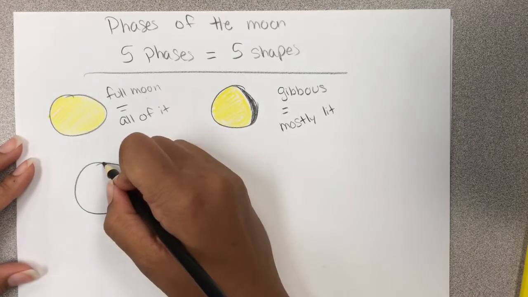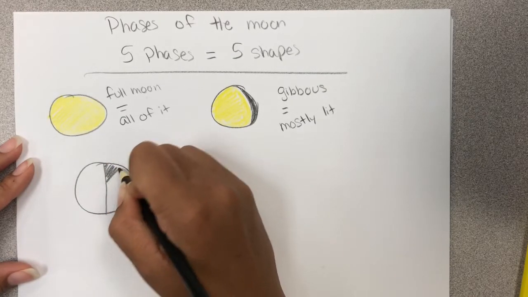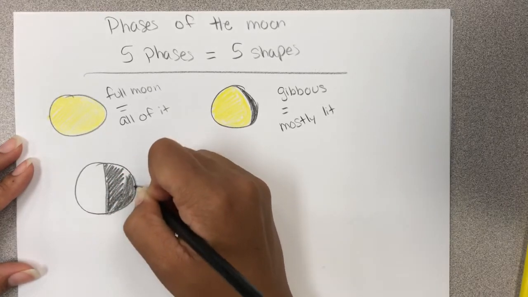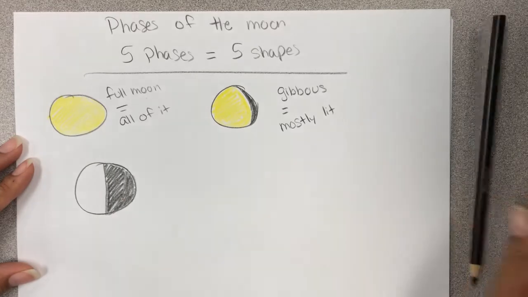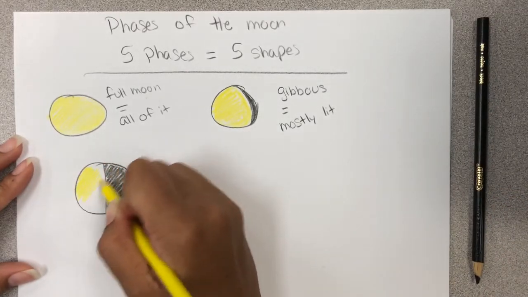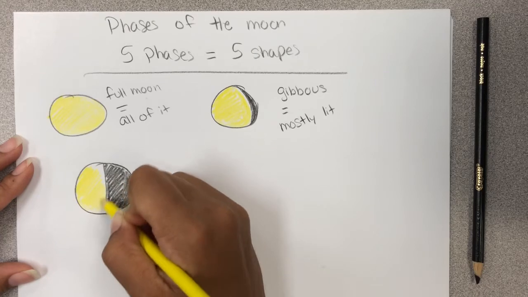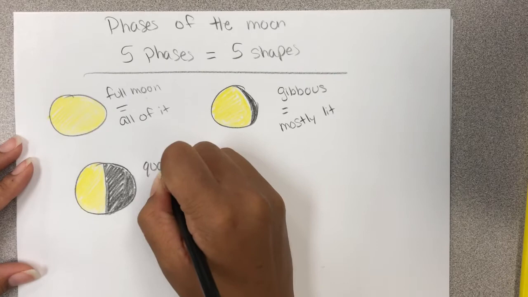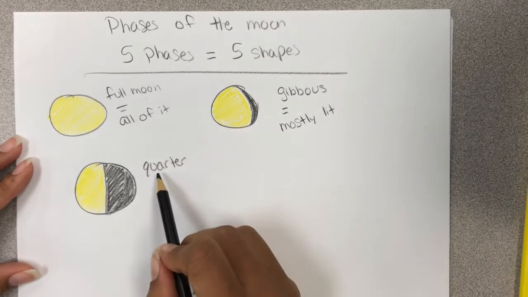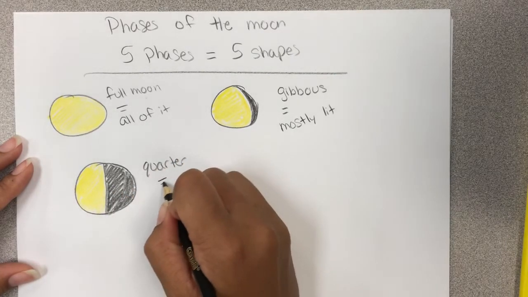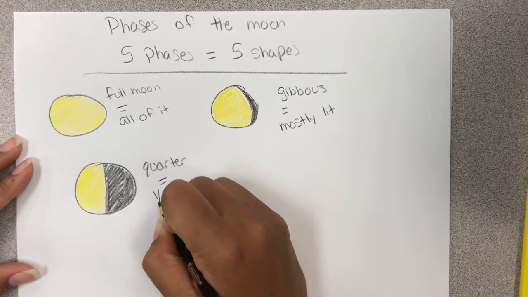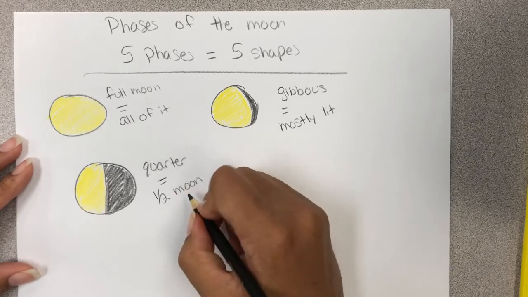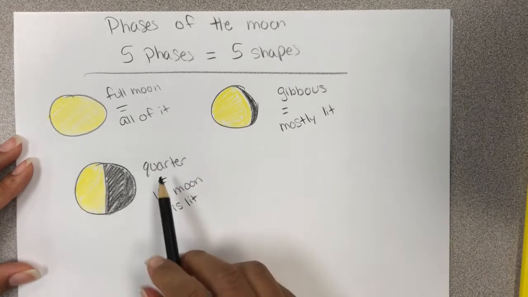The next phase, let me color in my shaded side, is when we can see half of the moon. This is called a quarter moon. And I'm sure you guys are going, why is it called a quarter moon when we can see half of it? And I'll explain why in just a minute. So when we can see half of the moon, half the moon is lit, we call that a quarter moon.